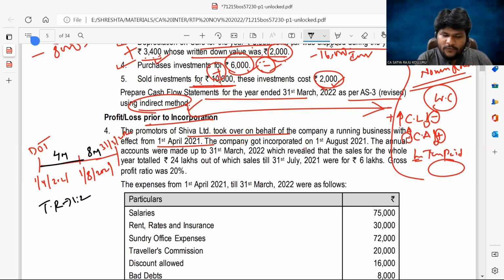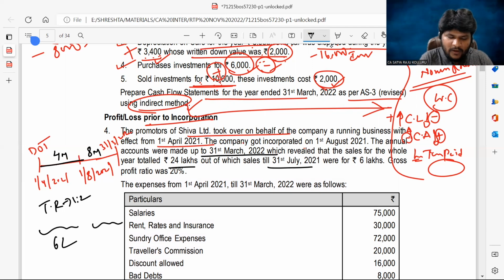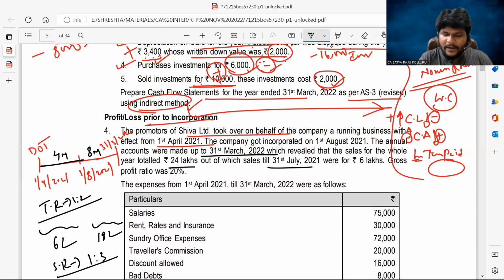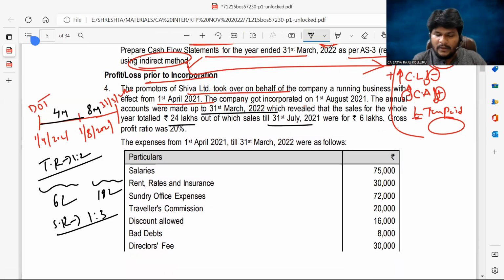The annual accounts were made up to 31st March 2022, which revealed that the sales for the whole year totaled 24 lakhs, out of which sales till 31st July 2021 were 6 lakhs. Now the pre-incorporation period sales are 6 lakhs, then the post-incorporation period sales were 18 lakhs, so the sales ratio will be 1:3. Okay, fine. These are the two pieces of information we need to keep in mind before proceeding with the problem. And gross profit was 20%.